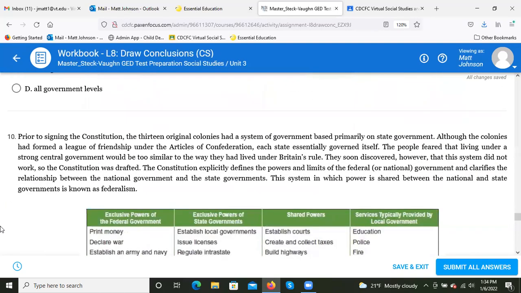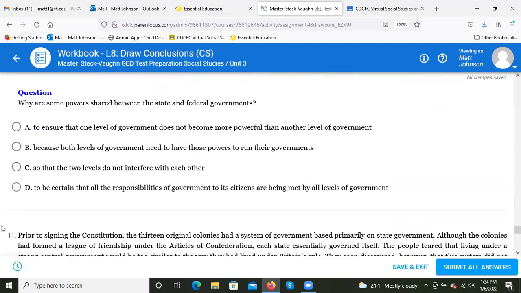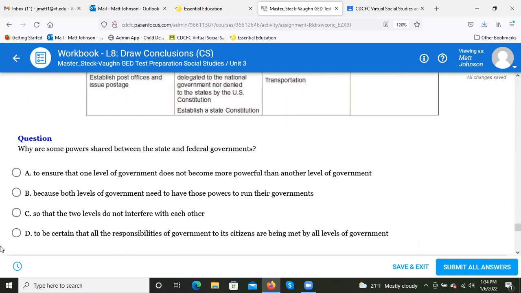Christiana, number 10, if you would, please. Maybe, maybe not. Etta, could you do number 10 for us? Okay. Am I reading or is that the same? Just read the question for us, number 10.